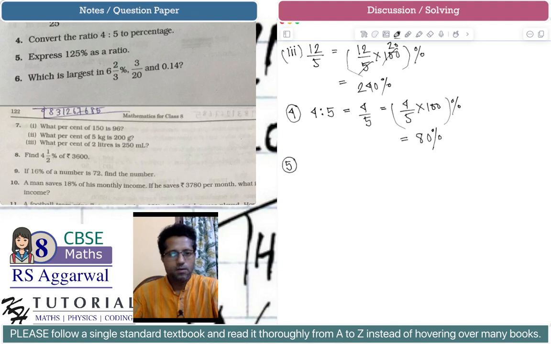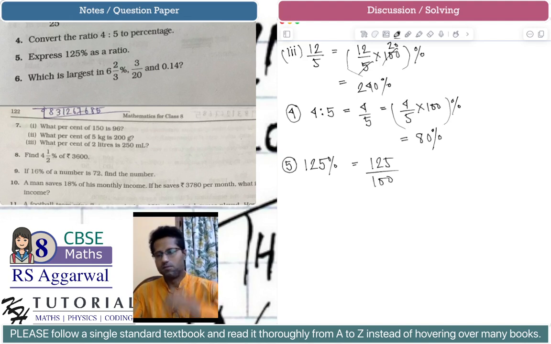Problem number 5. Express 125 percentage as a ratio. Now, how do we express the percentage as a ratio? We first express the percentage as a fraction. So this is equal to, as a fraction, 125 by 100. And if possible, reduce the fraction to its simplest form.